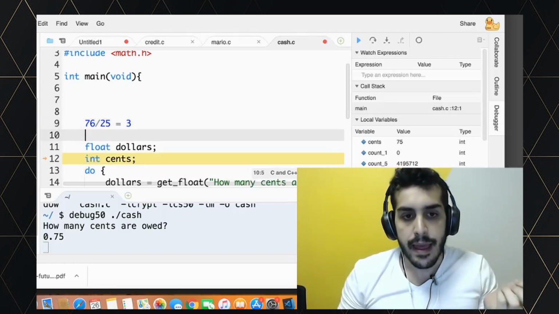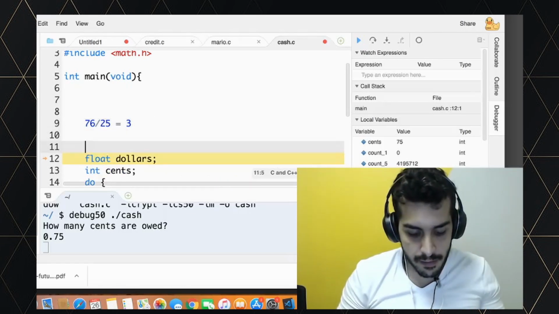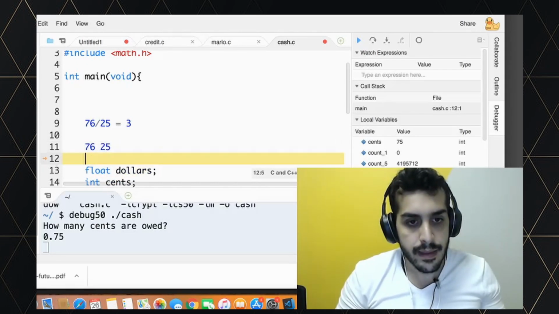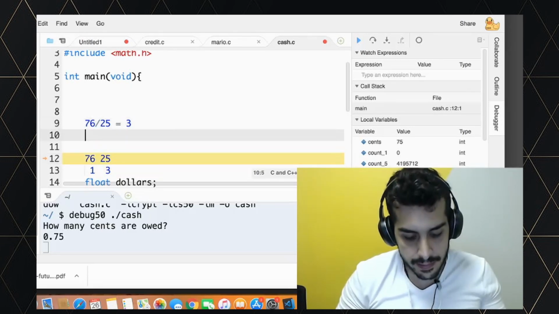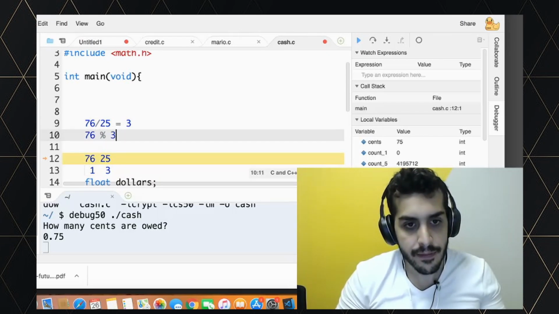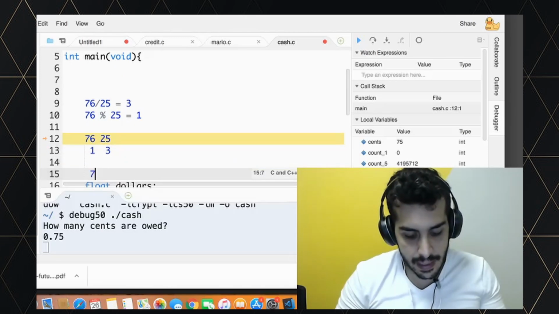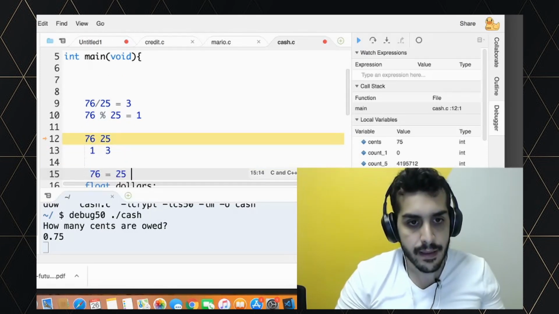Another way of getting the remainder is to use modulo. So modulo, if you remember from grade school, the 3 would be on top of the 25, and what we have remaining is the 1. So if we want to get the 3, we just divide, but if we want to get the 1, the remainder, we do 76 modulo 25, which gives us the remainder. What remains from the division is modulo. So this is the same as saying that 76 equals 25 times 3 plus 1.